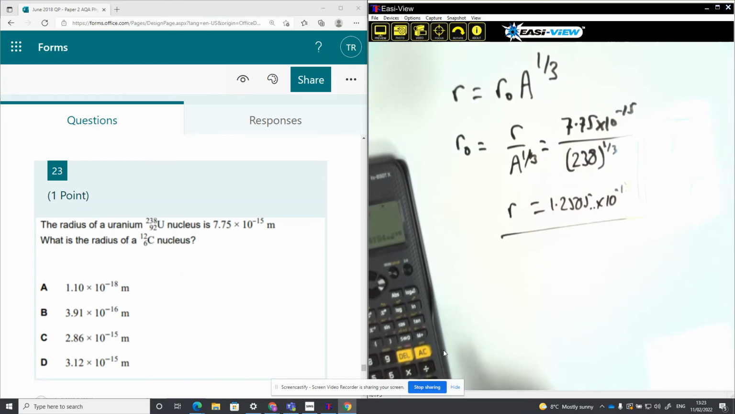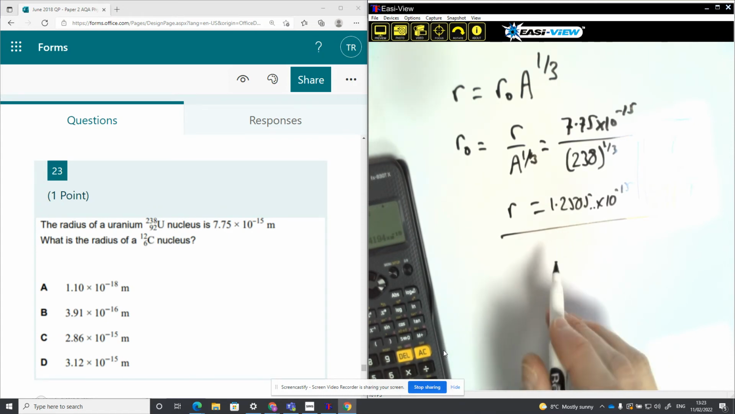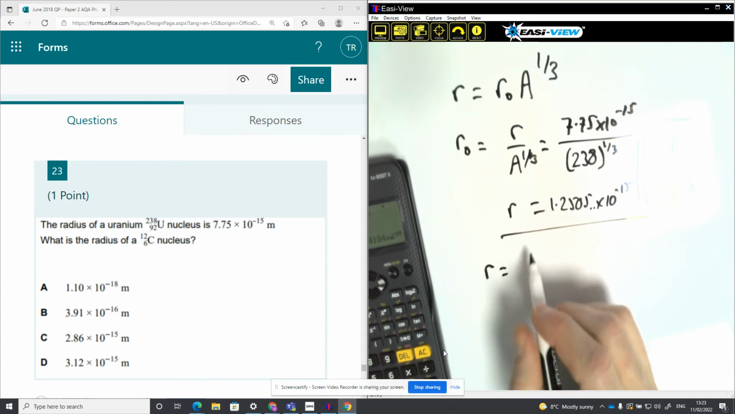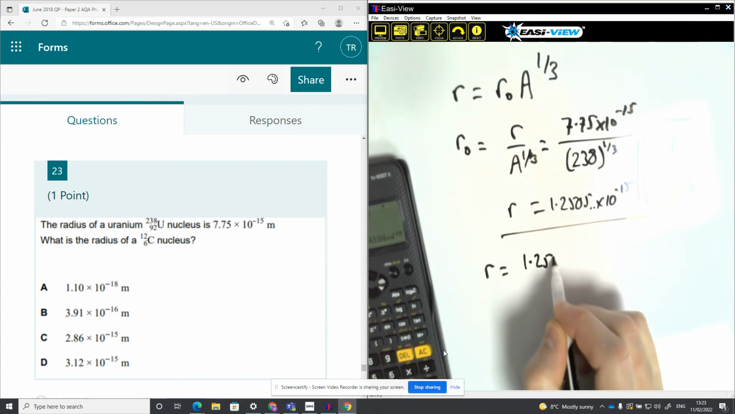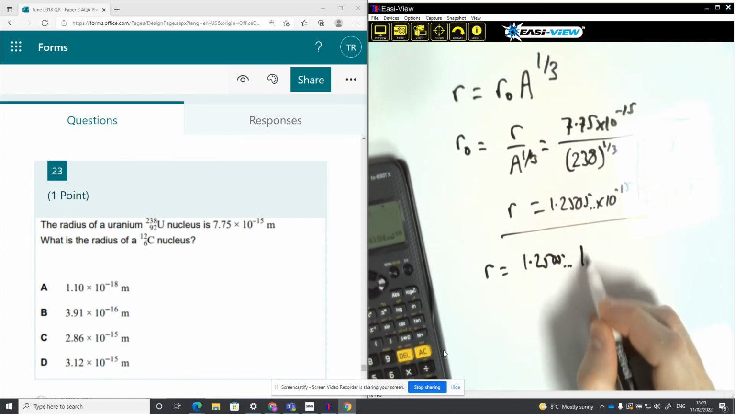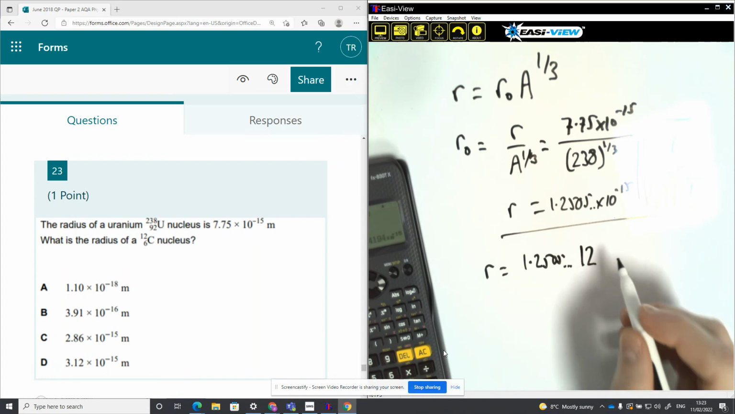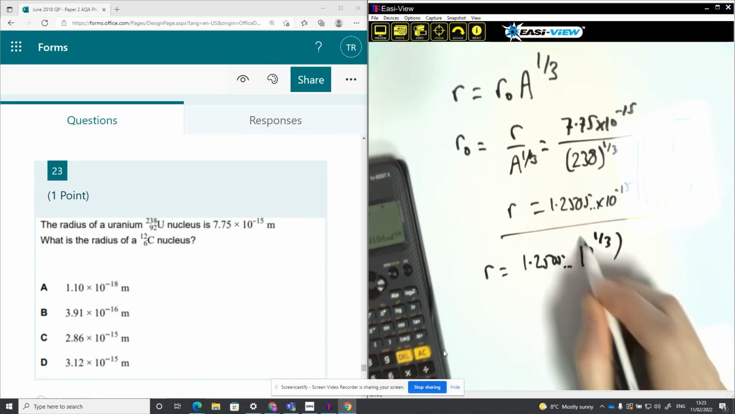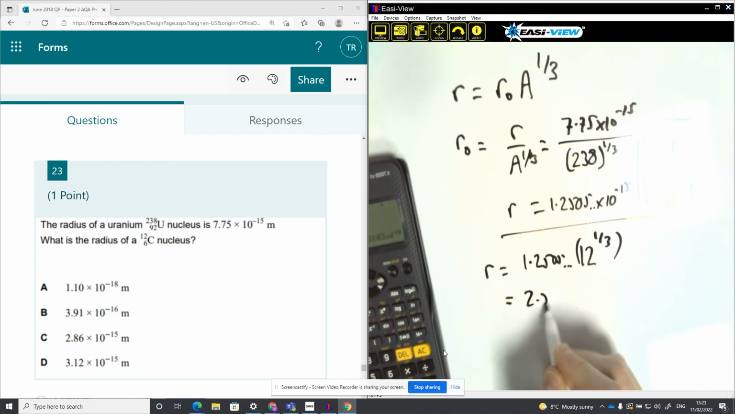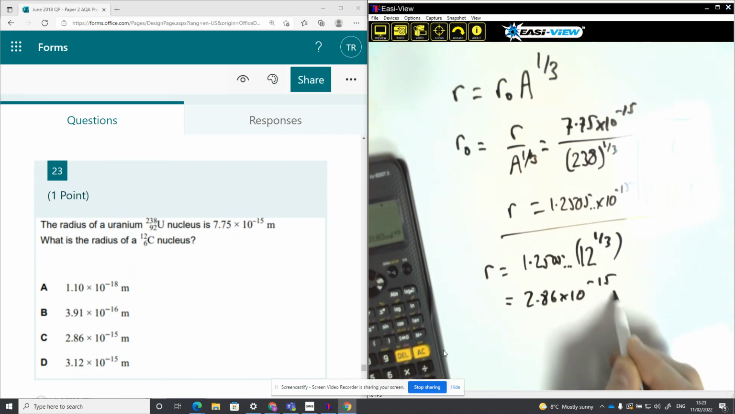Okay, not finished yet. And we're not given that as an answer, so we wouldn't get caught out if we hadn't spotted that. And then we're looking for what's R for carbon 12. Well, it's this 1.2505, etc., multiplied by 12, because it's the mass number of the carbon nucleus, to the third. It's the cube root of 12. So multiply that by the cube root of 12, and I get that it's 2.86 times 10 to the negative 15 meters.